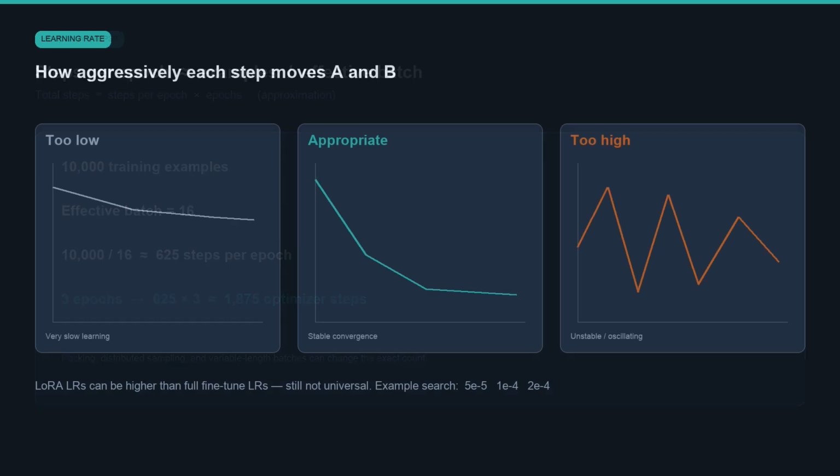Learning rate is how aggressively each step moves A and B. Too low, painfully slow. About right, stable descent. Too high, the loss oscillates. LoRA learning rates can be higher than full fine-tune rates, but it still depends on the model and task. A reasonable search is 5e-5, 1e-4, and 2e-4, as experiments, not a law.